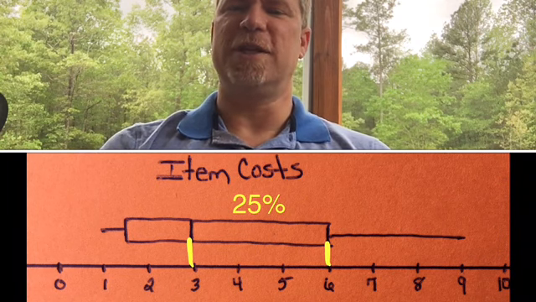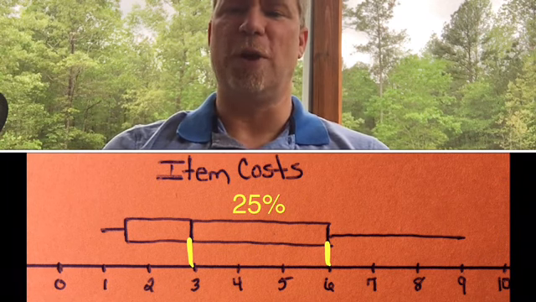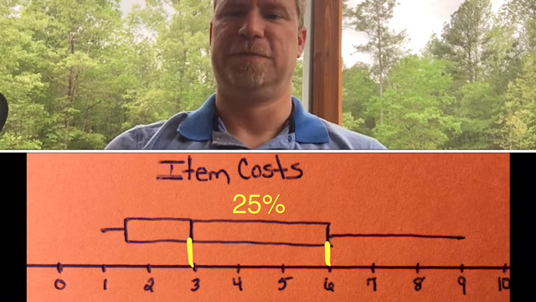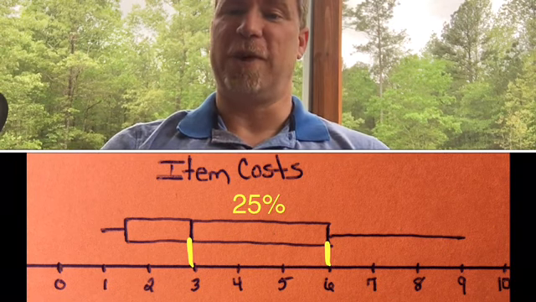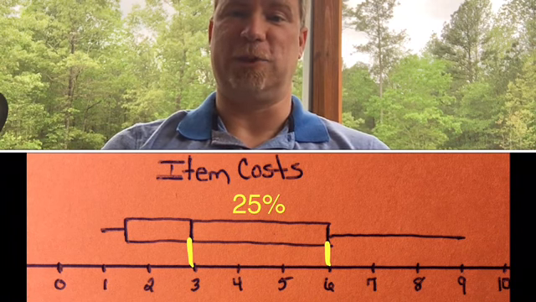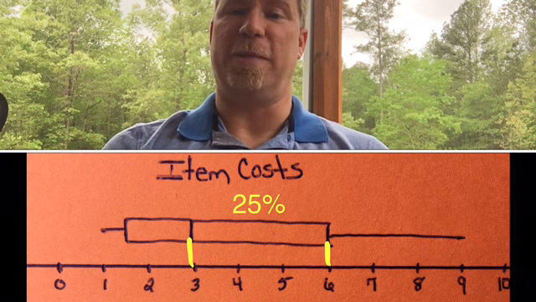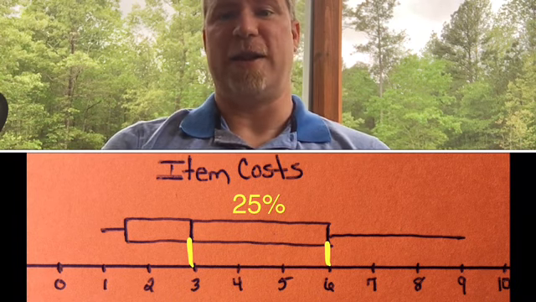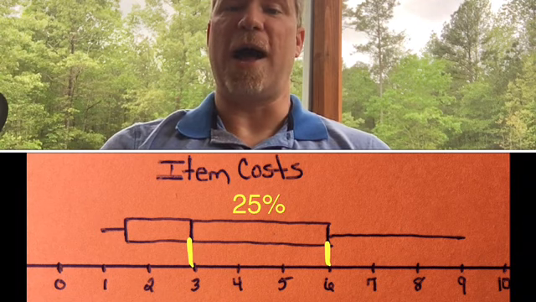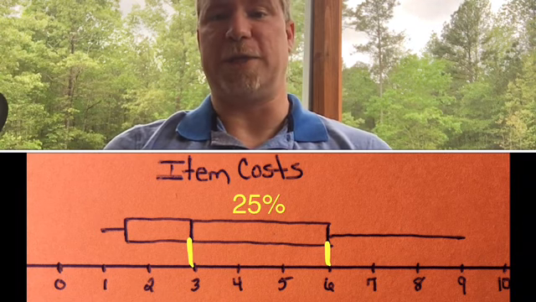So the answer to this one is you're unable to determine that answer based on the information that I've given you. You know that it's 25% of the items there that range between $3 and $6, but you do not know how many items there are because I did not give you the total number of items I bought in the first place. Now, if I did, then you could figure out how many 25% of that particular total amount would be.